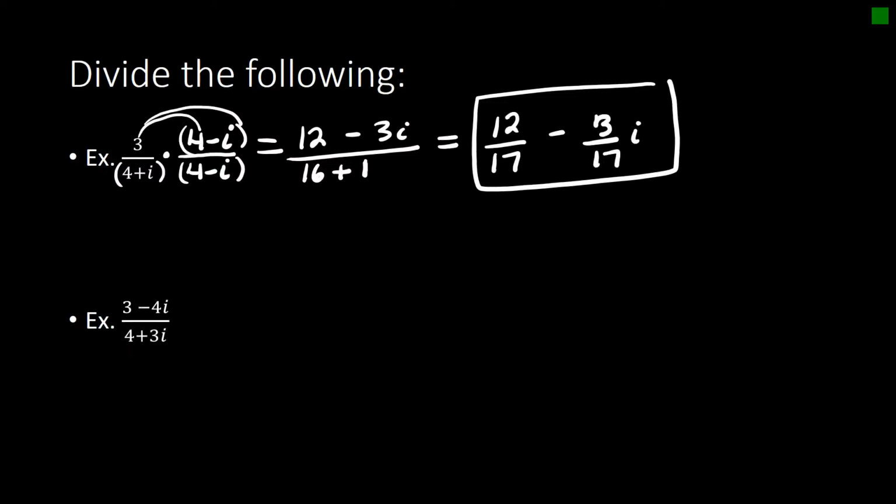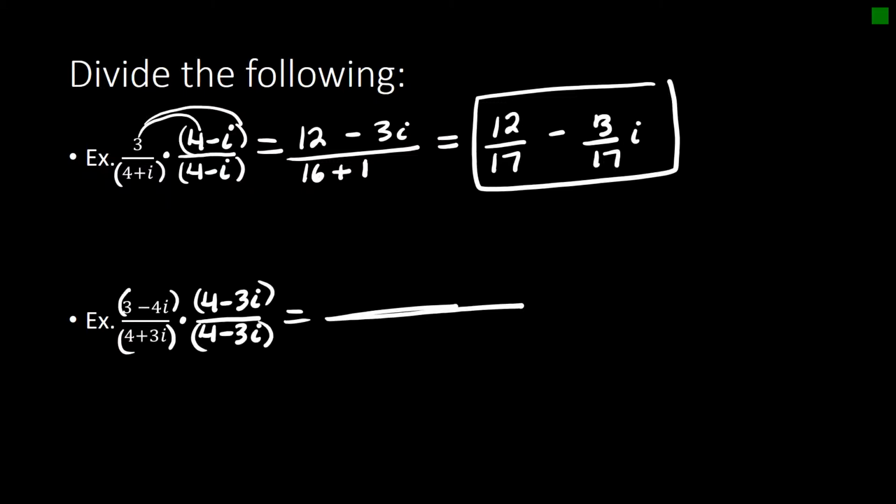Let's look at another one. Suppose we have 3 minus 4i divided by 4 plus 3i. So remember, we're trying to get rid of the i in the denominator, and that's the complex number we're going to take the conjugate of. So this becomes 4 minus 3i. Okay, so let's not get confused. You're finding the complex conjugate of the complex number in the denominator.